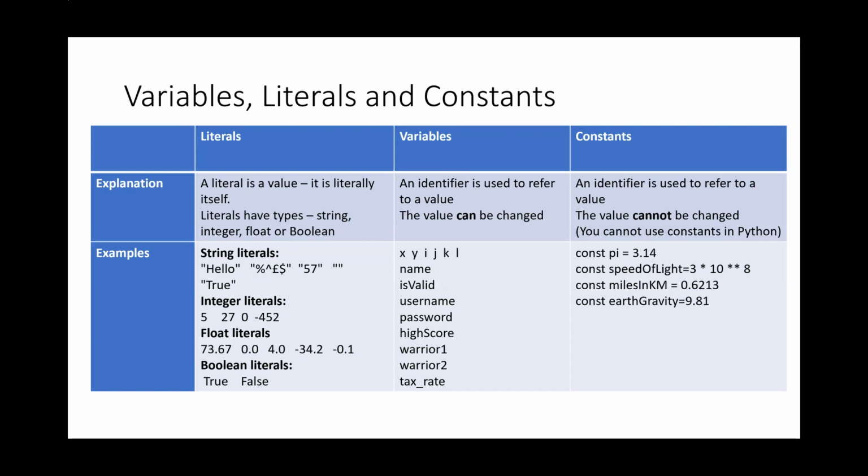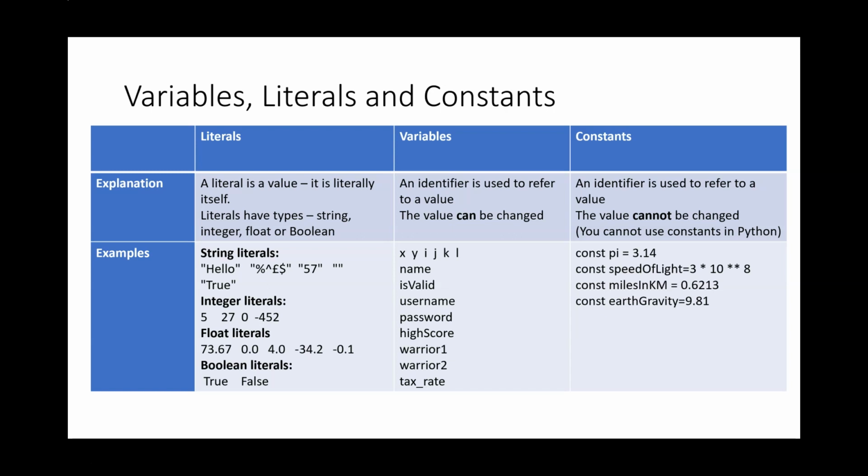Now, there are some very obvious constants, things that just don't change, things like pi, speed of light, miles and kilometers, and so on. So what we can do is set up these constants in our program, and that means that you can't accidentally overwrite them. As I said, it's not a feature of Python, but many languages do have constants.